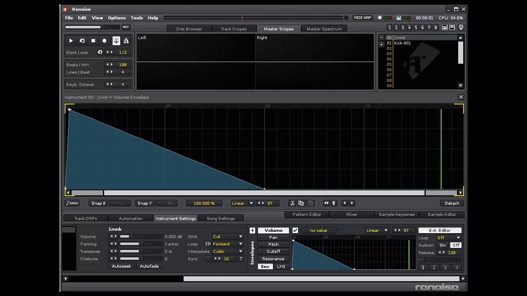I'm sorry, it's not quite instantaneous because I've done this in a stupid way. So that would represent an attack rate of 31 because it's instantaneous. And this sustain rate is kind of slow. So this could be maybe 15 or something.